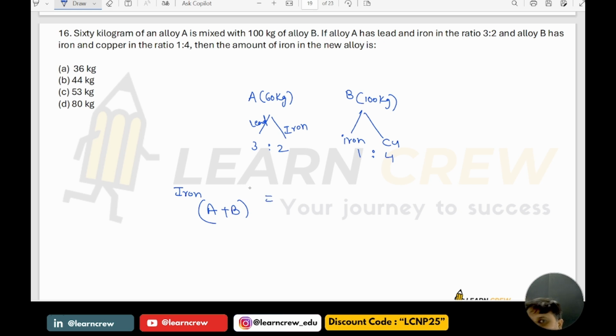The amount of iron in A plus B. Please see here, 5 parts is 60, so each part is 12. So 3 parts would be 36, 2 parts would be 24. So iron in the first alloy is 24. And here 5 parts is 100, each part is 20, so here iron is 20. Total iron is 24 plus 20, which is 44. So the answer is option B.